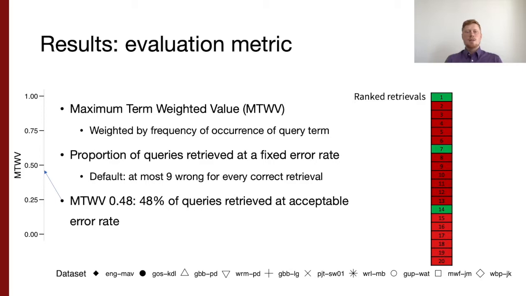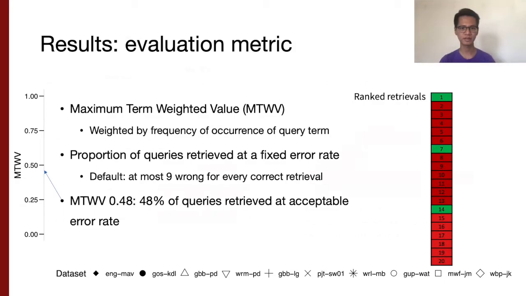We use the standard evaluation metric in spoken term detection, which is the maximum term weighted value. This measures the proportion of queries that could be retrieved at a fixed error rate. With the default error rate, a maximum term weighted value of 0.48 indicates a system that correctly detects 48% of all queries searched, while producing at most 10 false positives for each true positive that is correctly retrieved.